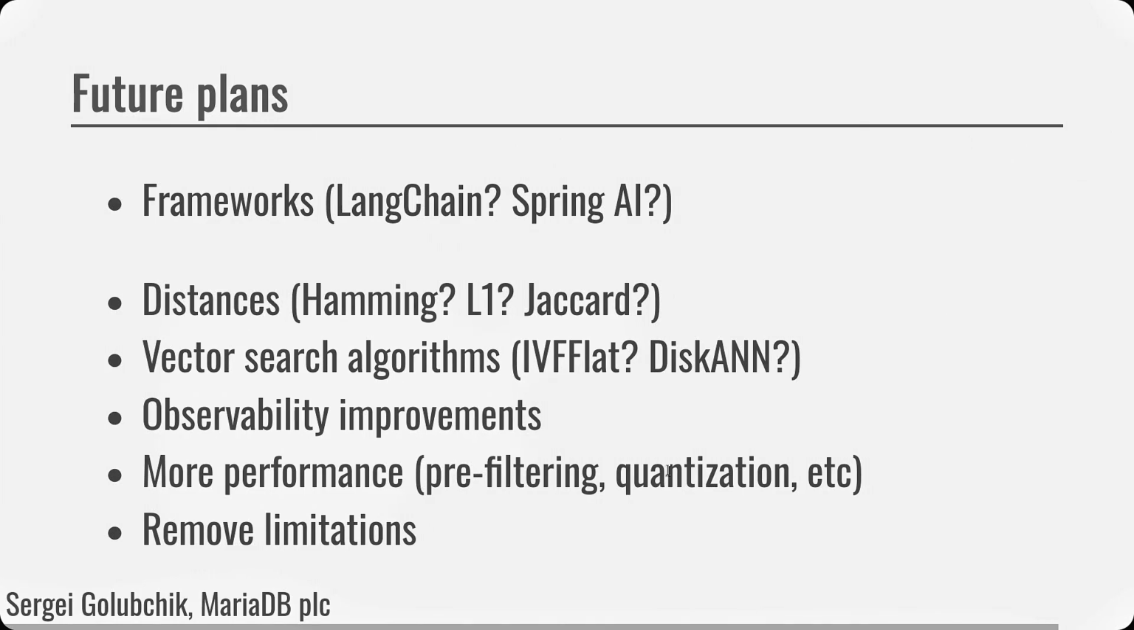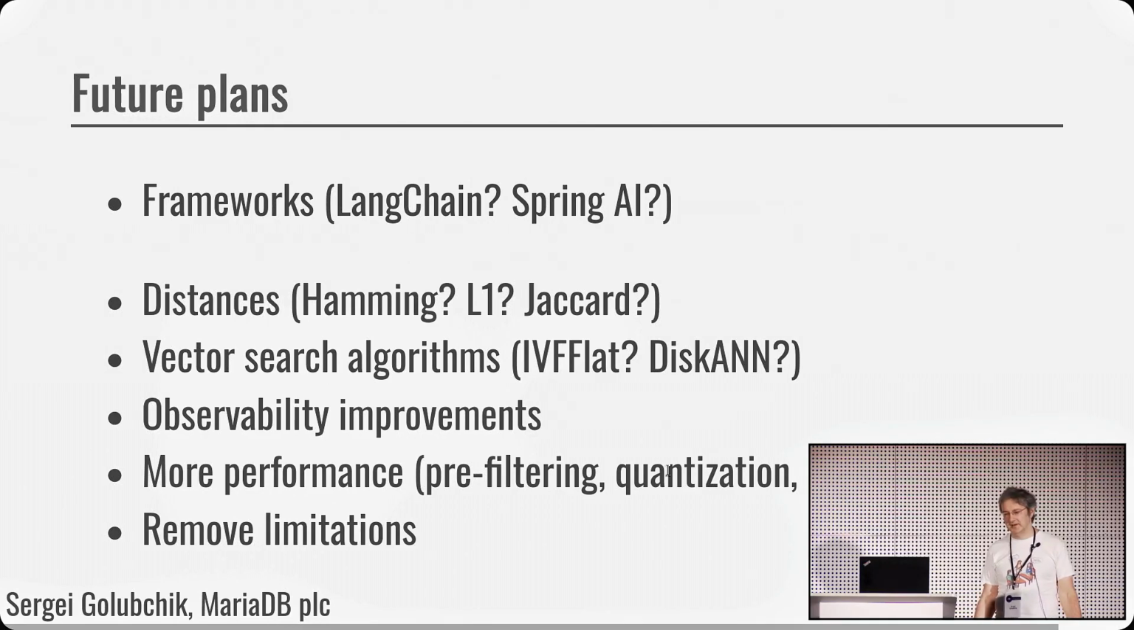But then also we plan to add more distances, like Hamming distance or Jaccard or L1, or perhaps more vector search algorithms. This all depends on what users will be asking for. We definitely need to improve observability, to add more status variables or information schema tables or performance schema tables to give users better understanding of what's going on with their vector indexes, how much memory, for example, the index is taking at the moment, and so on. Observability now is not very good, so we want to work on that.